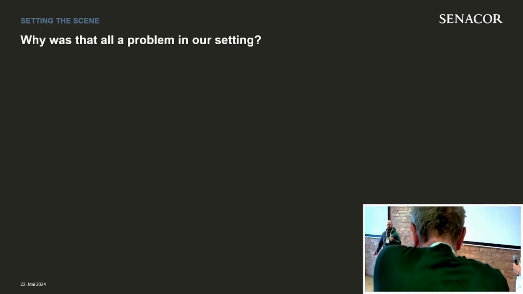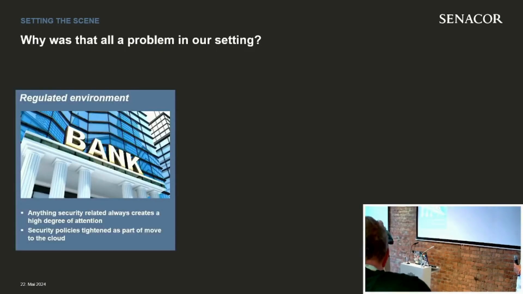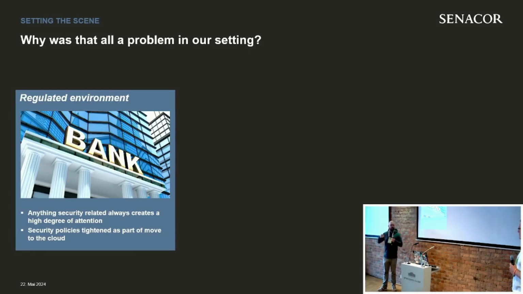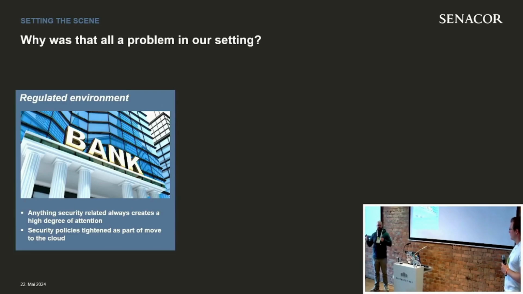So why was all of that a problem in our special setting? Well, we are in a regulated environment. Our customer was a bank, so anything security related always creates a lot of fuss. And as I said in the beginning, the scope was that we moved to the cloud. In the cloud, everything's better, everything's easier. Therefore, of course, our timelines for solving vulnerabilities were cut in pieces. Before that, in the on-premise legacy world, if you want to call it that, a critical vulnerability had 30 days to fix. In the cloud, it was 48 hours.